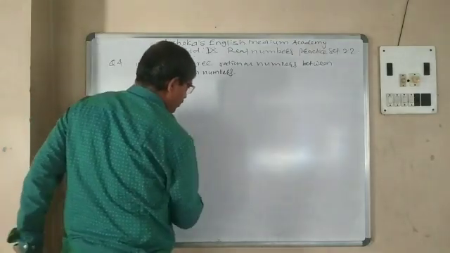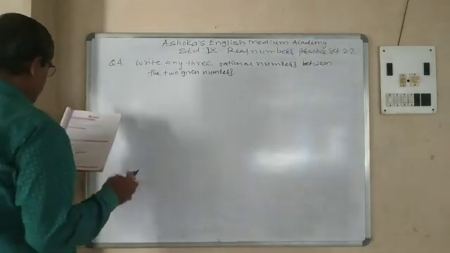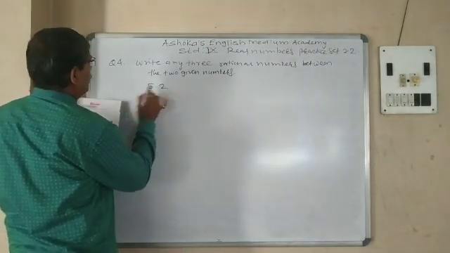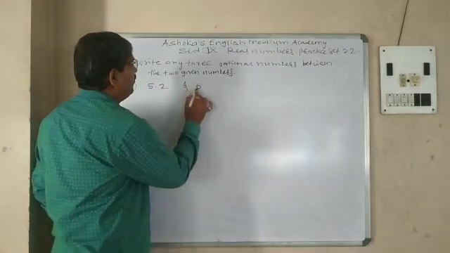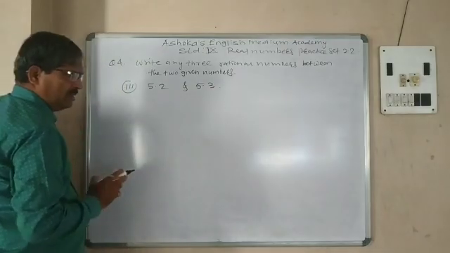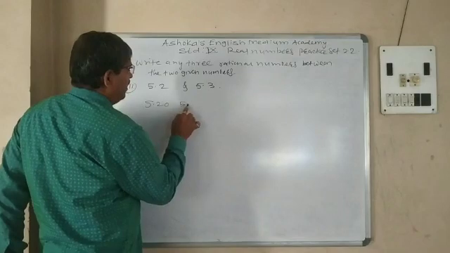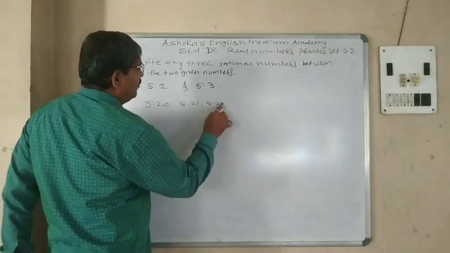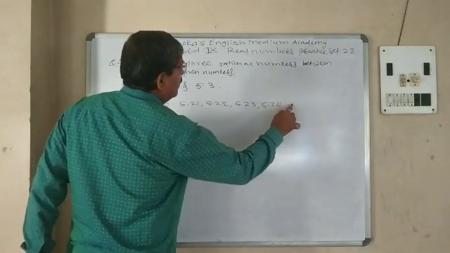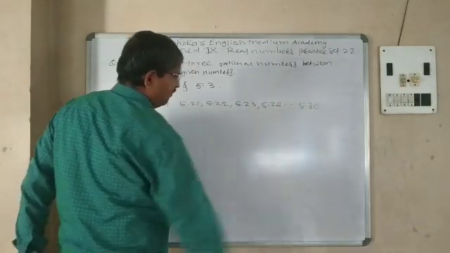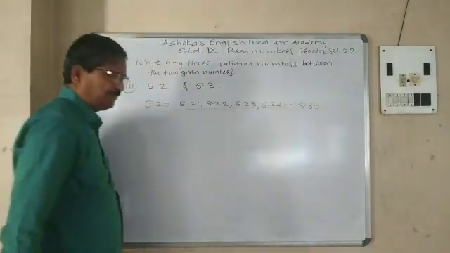Now next question. From this only, question number 3. What is question number 3? It is 5.2 and 5.3. In a similar way, 5.20, then 5.21, 5.22, 5.23, 5.24, like that up to 5.30. Understand? So these are the middle numbers.